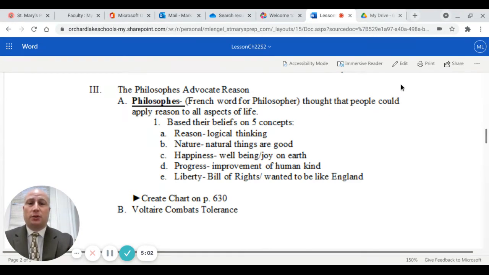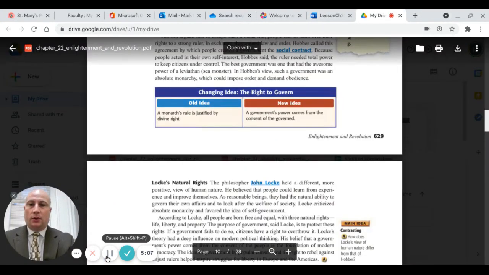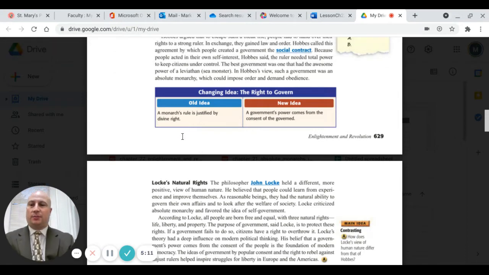There is a major chart about all of this. It's on page 630. We'll check it out here for a moment. Okay, so as you can see, the ideology here in the Enlightenment is changing from the old idea, which is that a monarch's rule is justified by divine right, that the monarch is in some way, shape, or form God's representative on earth. The new idea, coming from Locke and other thinkers, is that government's power actually comes from consent of the governed people.